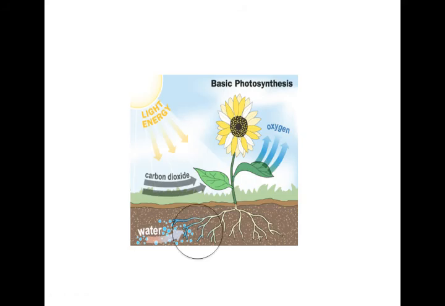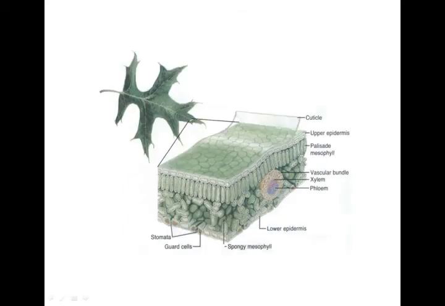A little about the leaf. Water is absorbed through the root, and light energy and carbon dioxide are absorbed through the leaf. Oxygen is also released as a waste product that goes out from the leaf. So we're going to learn a little bit about the leaf. Here's the leaf. Here's a zoomed-in version, a portion of the leaf.